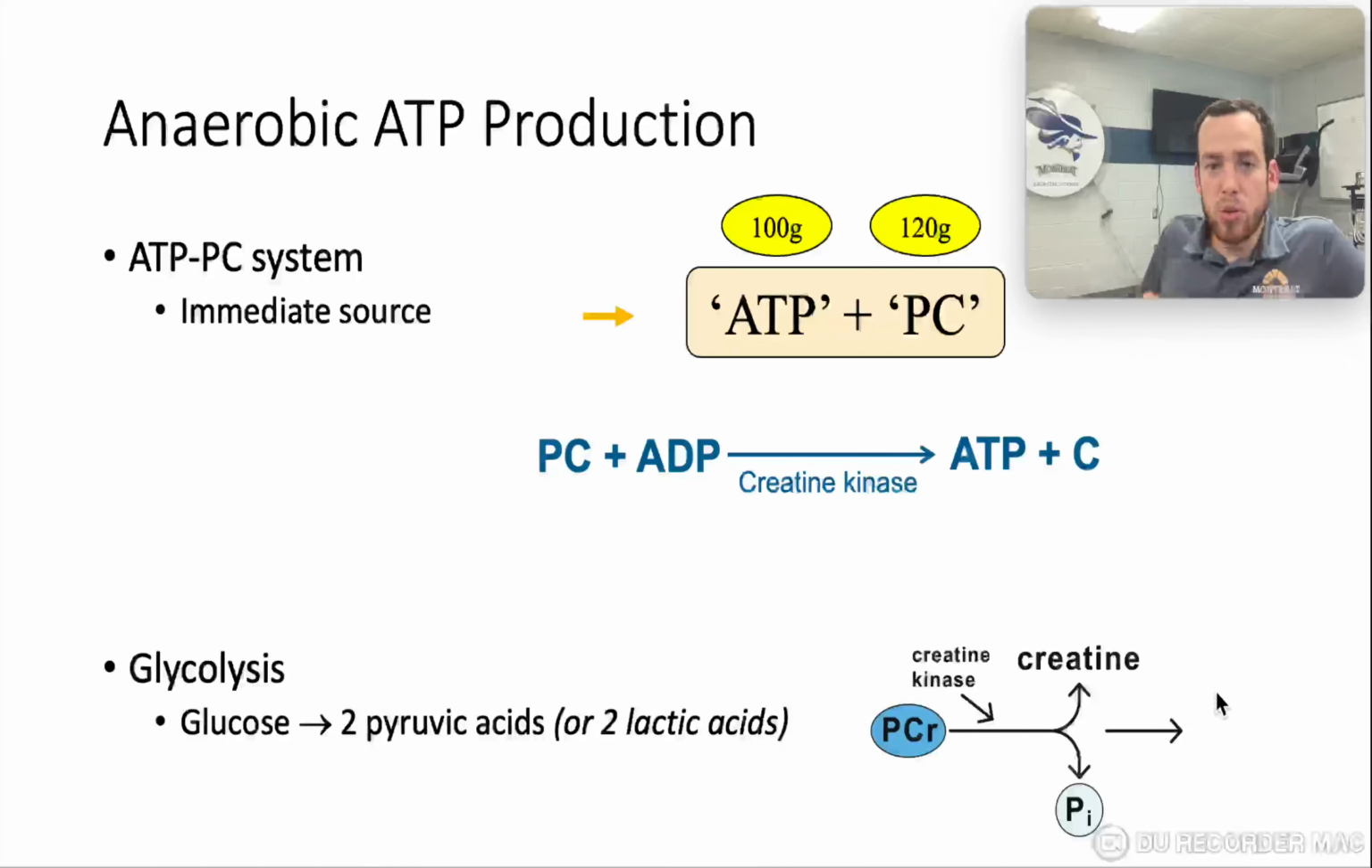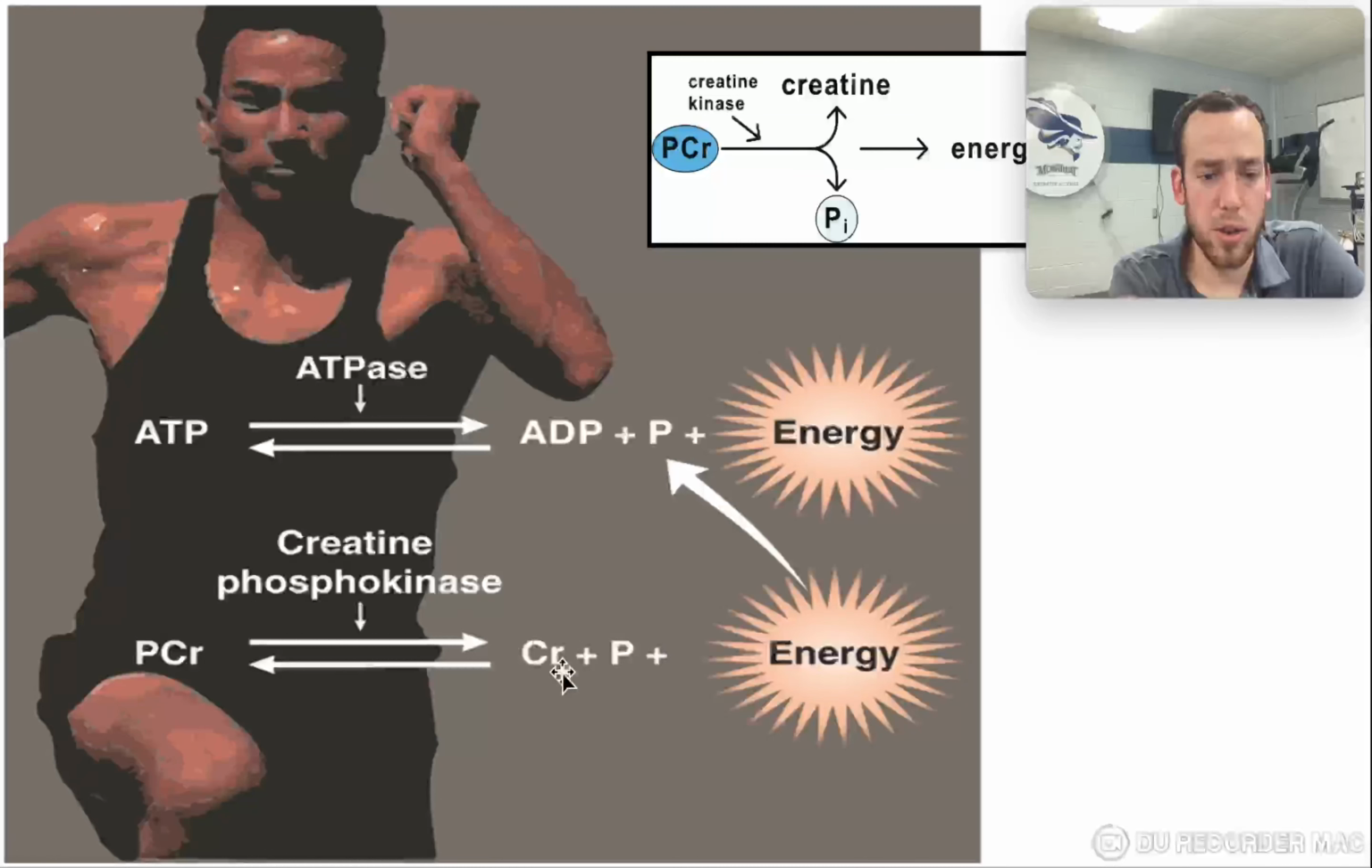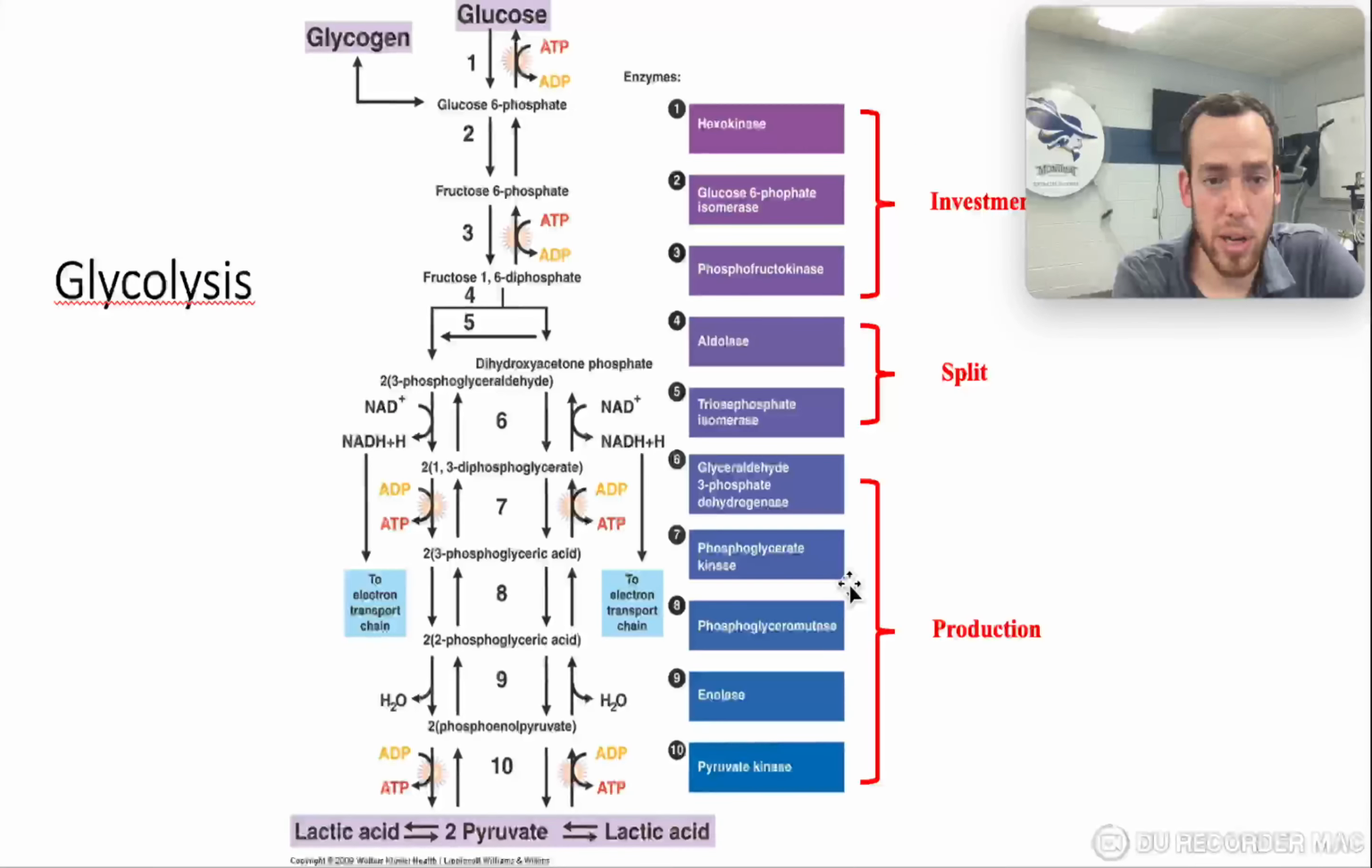Our other one here is glycolysis, which takes glucose in an anaerobic fashion and breaks it down to 2 pyruvic acids, or 2 lactic acids, depending on the scenario. But here's your ATP-PC. Again, ATPase breaks down ATP into ADP, phosphate, and energy. But phosphocreatine can also be broken down into creatine and a phosphate group. We can combine that phosphate with the ADP and create more ATP.